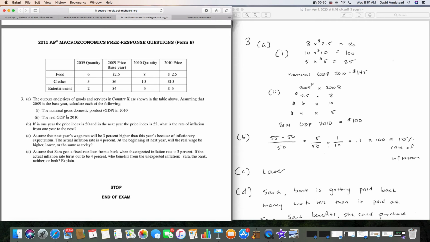What is real GDP in 2010? Well, there's a couple ways you can get real GDP. One, you can do nominal divided by the deflator times 100, but you don't have a deflator here. What they've given you is a base year. They gave you 2009 price. So you would do the 2009 price times the 2010 quantity. So 2.5 times 8, 6 times 10, 4 times 5. Real GDP in 2010 is 100.